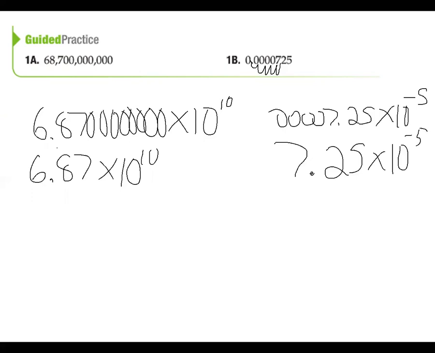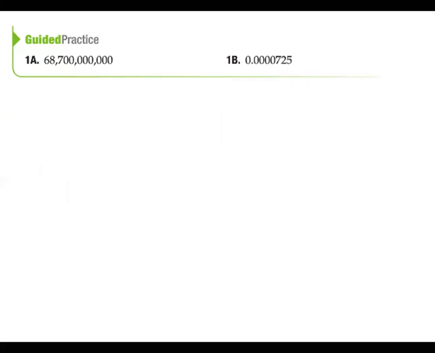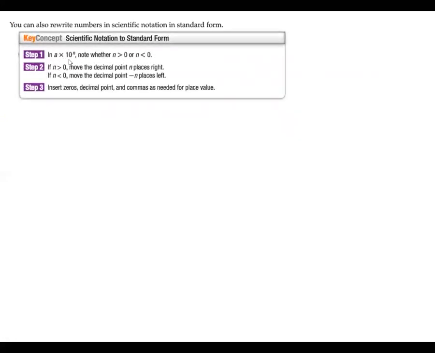Okie dokie. Alrighty. So you can also rewrite numbers in scientific notation in standard form. So now this is going from already in scientific notation back to standard form. So in a times 10 to the n, note whether the n is positive or negative. If n is positive, move the decimal point n places to the right. And if n is negative, move the decimal point n places to the left. Insert zeros, decimal point, and commas as needed for place value. Okay, so basically you're just reversing what you did.